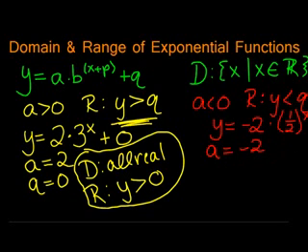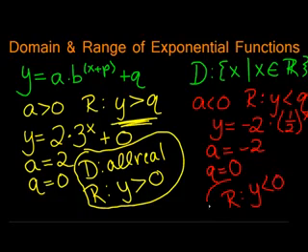Just like our example in yellow, we don't have a plus number, so it is plus 0, and our q is 0. So again, our domain is all real numbers, and our range is going to be y is less than our q, which is 0.